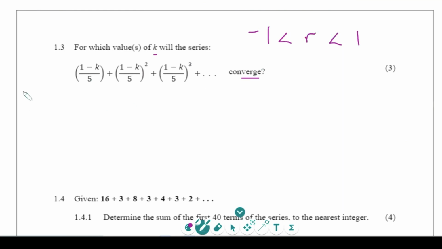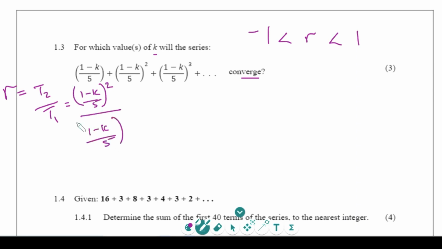And for us to get the common ratio, we can get the T2 divided by the T1. So I'll have my (1 minus k over 5) squared, and I'm dividing it by 1 minus k over 5. So it's just the same element, but we have 2 of those ones. Which means our common ratio is 1 minus k over 5. And then I'm going to replace this back into the condition that is needed.